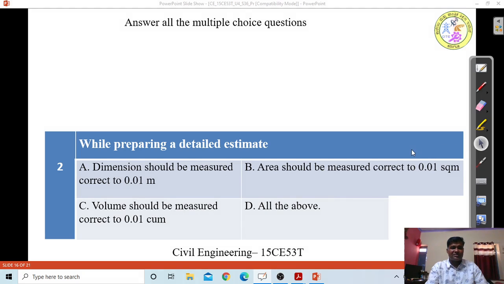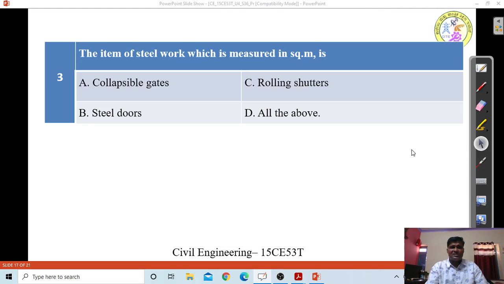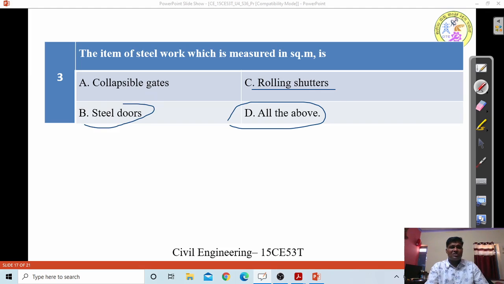The third question is, the item of steel work which is measured in square meter is collapsible gate, rolling shutter, and steel door. The right answer is all of the above. The rolling shutters also, like doors, are measured in square meter, though they are going to move upward. Steel doors are also measured in square meter. Collapsible gates are also measured in square meters.